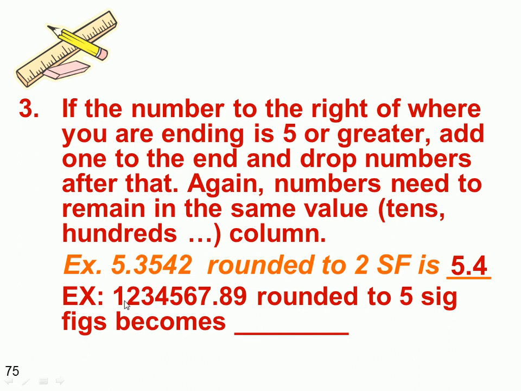If I ask you to take this number, 1,234,567.89, and round it to 5 sig figs, you would get 1, 2, 3, 4, 5. This 5 is sitting next to a 6. So I'm going to take the 5 and round it up to a 6 because it's sitting next to a 5 or greater. See? 5 or greater. And then it ends up being 1,234,600. The 5 was changed to a 6 because it rounds up.